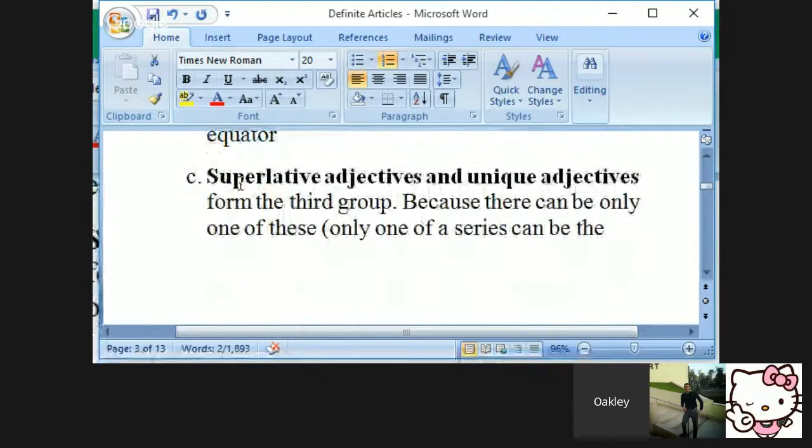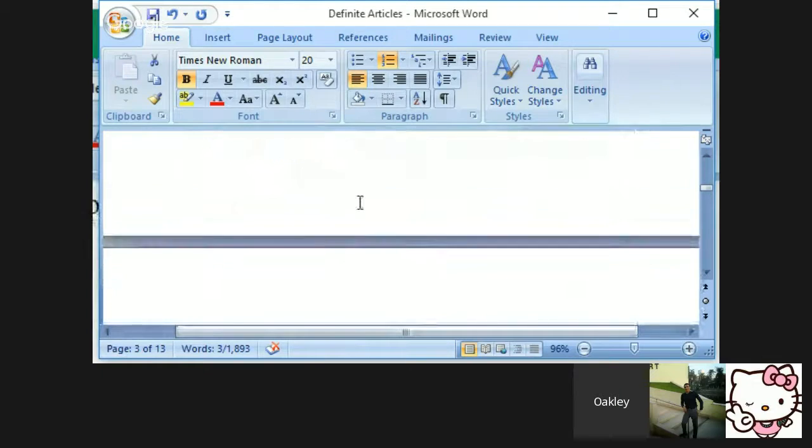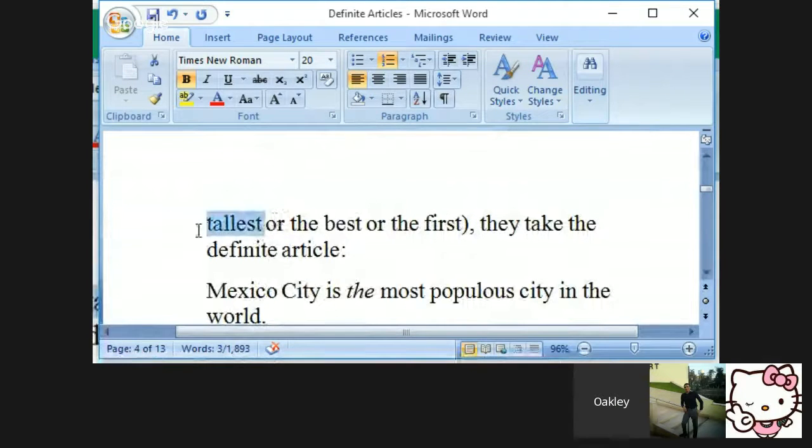And then a third area is with superlative adjectives, where because the adjective describes one unique thing, it has to be one. So again, it's obvious to the listener. There can only be one of the tallest, the best, the first. Granted, you can say the second best, the fourth tallest building, but still that means there's only one fourth tallest.